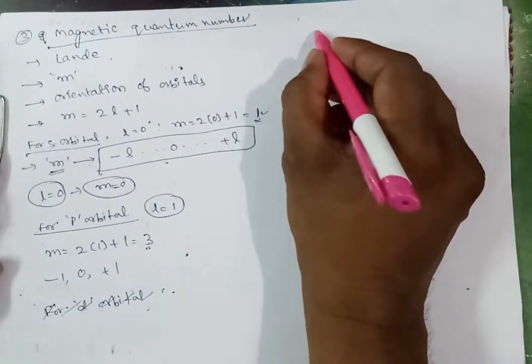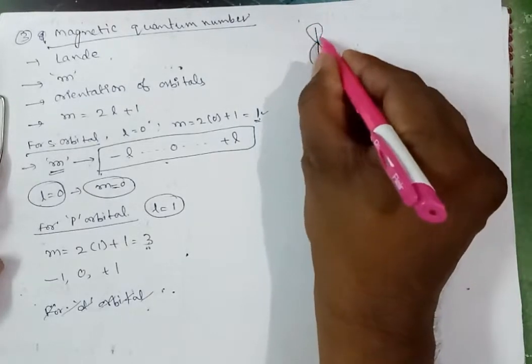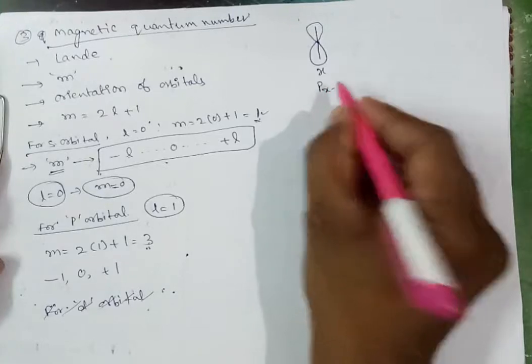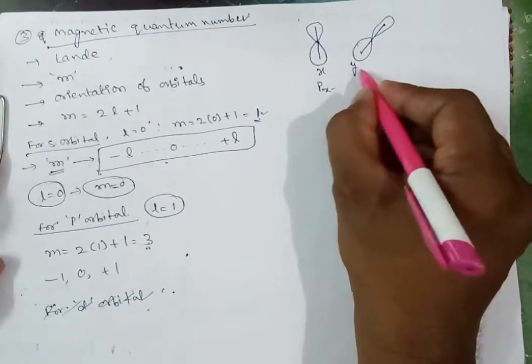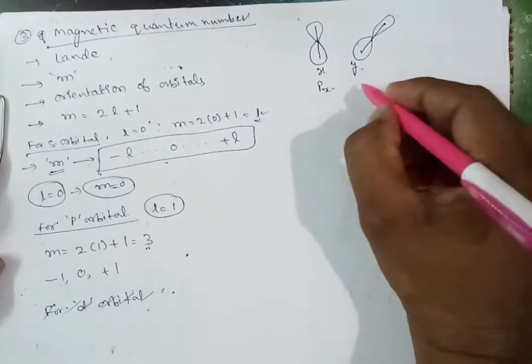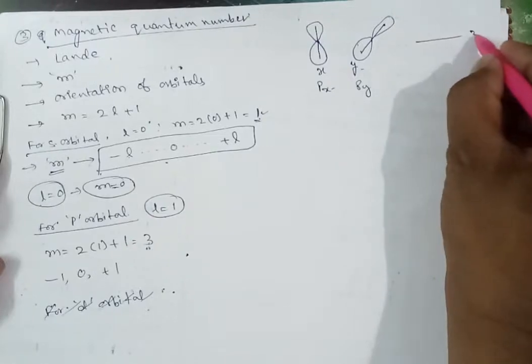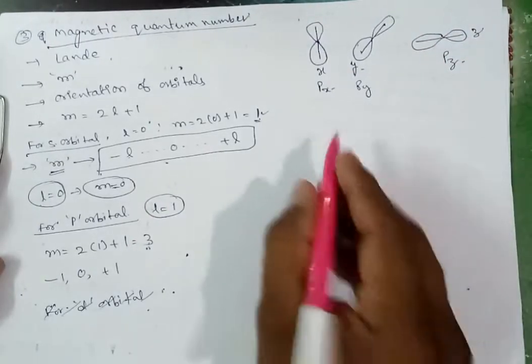So those orbitals are like this. For example, if the orbital lies on the x-axis, it is known as px orbital. If the orbital is lying on the y-axis, that is py orbital. If it is on the z-axis, that is called pz orbital.